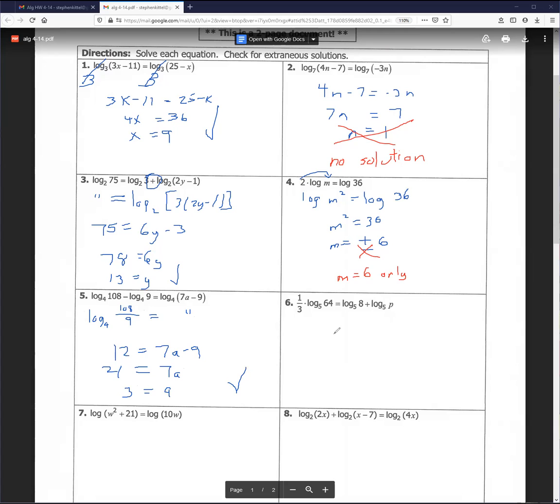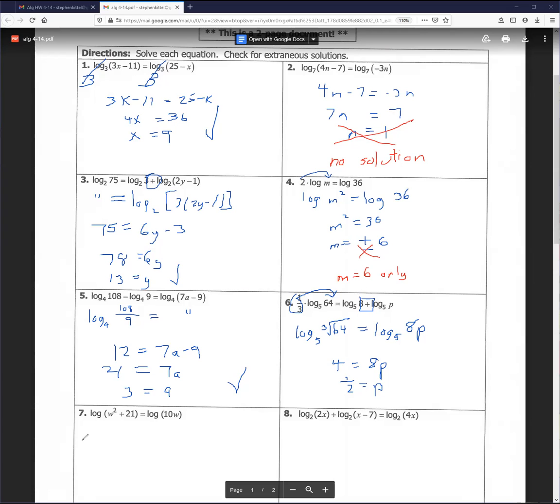All right, number 6. We're going to apply a log property on each side. We're going to bring the coefficient inside as a power, and we're going to use the sum to product property here. So this is log base 5 of 64 to the 1/3 power is equal to log base 5 of 8 times p. And now we'll simplify by doing 5 to the power of each side. Cube root of 64 is 4. The other one's just 8p. That seems to suggest that p is 1/2. There's no issue putting a 1/2 there.